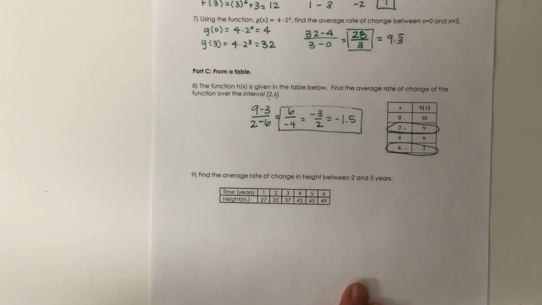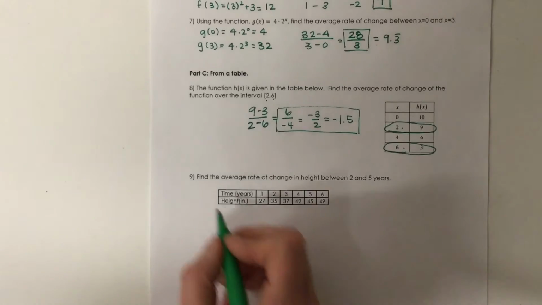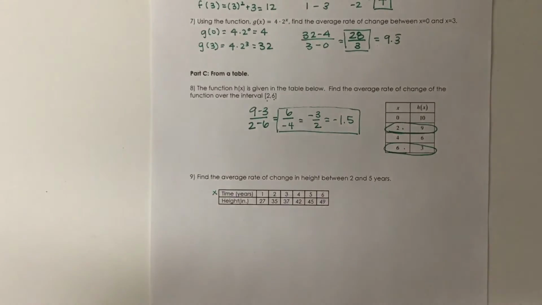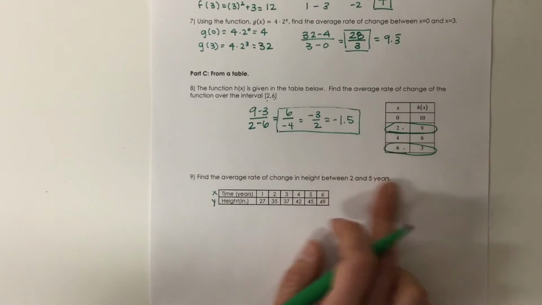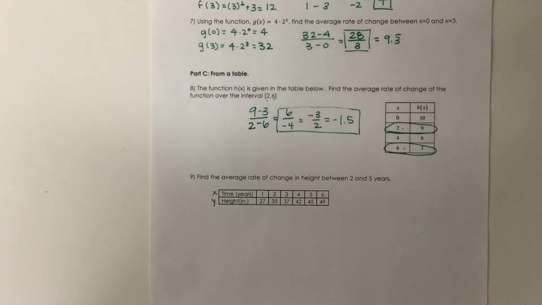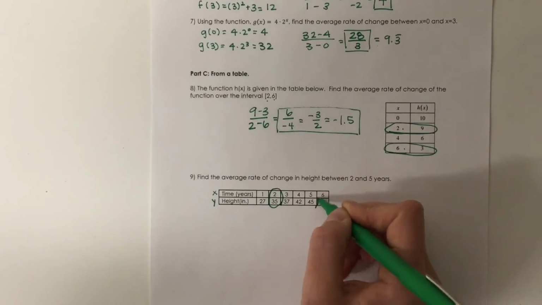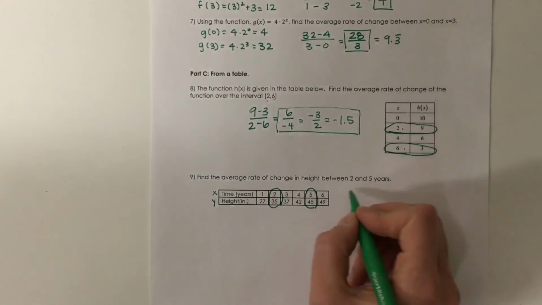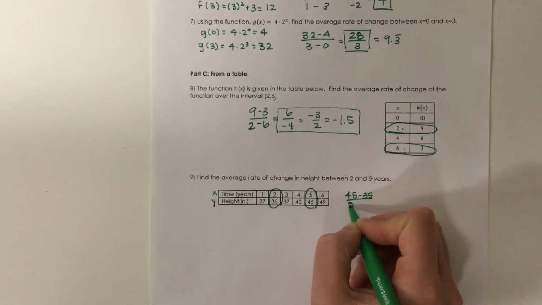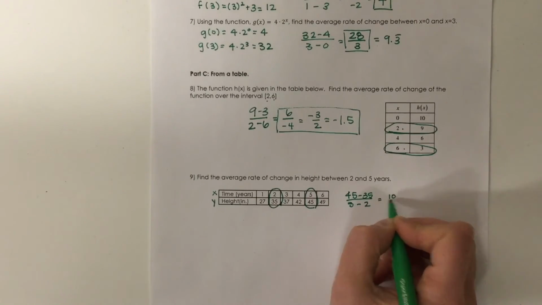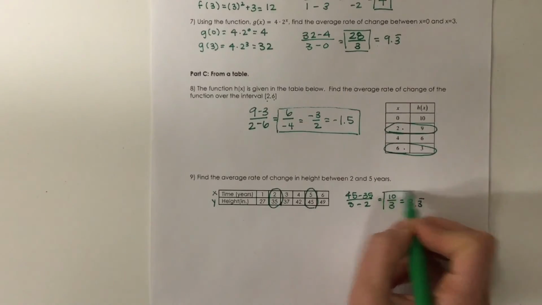And finally, on this last example, when we're doing the average rate of change in height between 2 to 5 years, make sure you remember, your years is going to be x's, your height is your y. Because think about it, I'm always giving you the x's that we're finding the average rate of change between. So here, when we have 2, we're at 35. When I'm at 5, I'm at 45. And then finally, you're just subtracting it. 45 minus 35 divided by 5 minus 2 is 10/3, which is the same as 3.3 repeating.